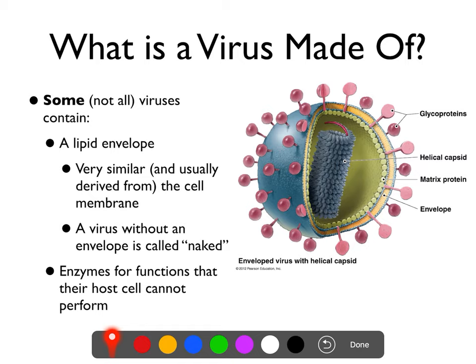So some viruses, again, not all, will have spikes. These are usually protein or glycoproteins that stick out from the virus. Some of them are going to stick out from the envelope. Some of them might stick out from the capsid. But in either case, these spikes are often used in attachment and are part of how the virus can get into cells.